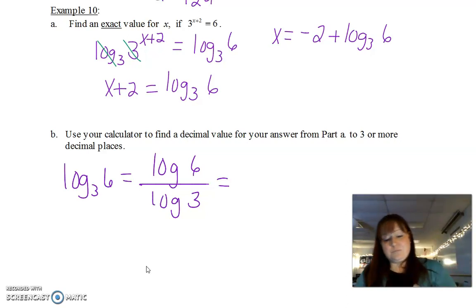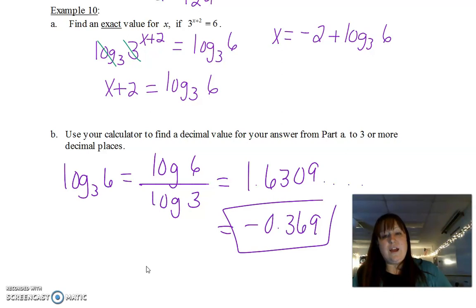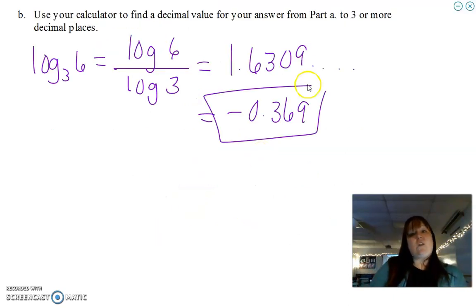And then this is 1.6309, some dots. So don't round it, just keep it in your calculator. And then just subtract 2 from that, and you end up with negative 0.369 as your final answer for that. So that's it. That's all of our log review.